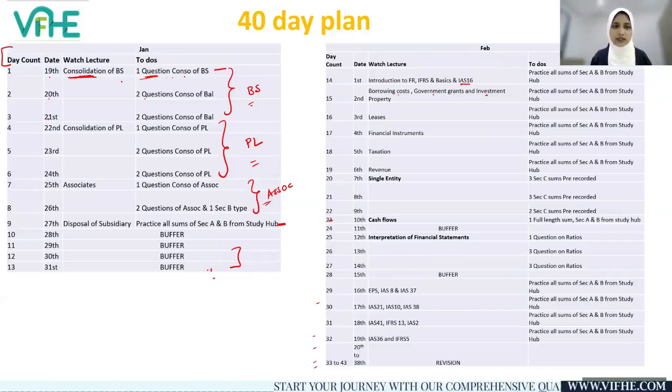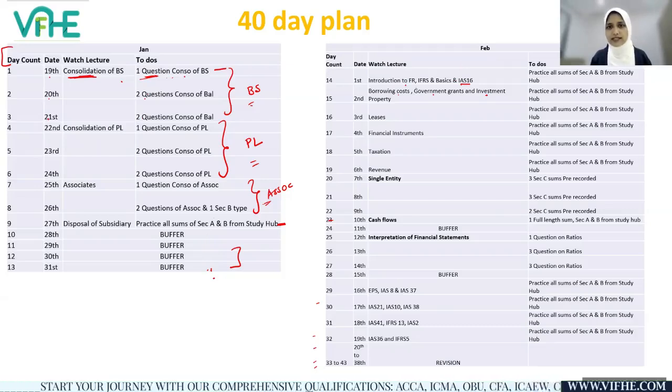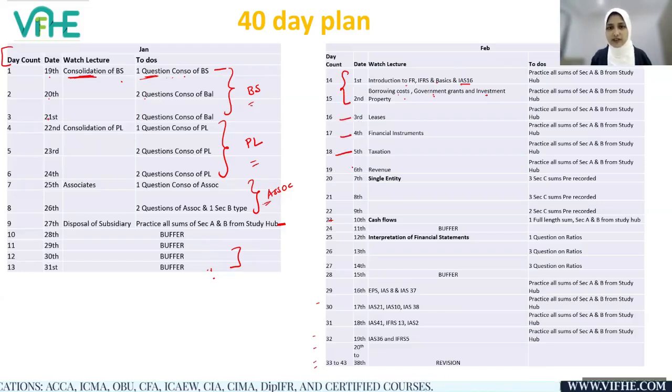If anything you could not complete as per the planner, you have your cushion to complete it. Okay. Now from your February month, you can start with your asset family, IS 16, borrowing costs, government grants, all of this. So 2 days dedicate for your asset families. Then after that, finish all your single entity topics, leases, financial instruments, taxation, revenue.